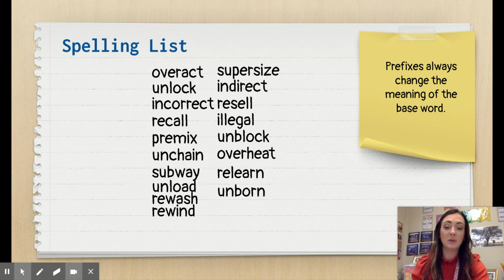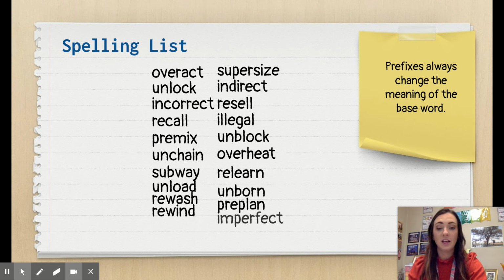Unborn, something is not born. Pre-plan, you plan before you actually plan. So if you pre-plan something, you plan it out before it's supposed to happen. And imperfect, so our prefix im means not, so it would mean not perfect.